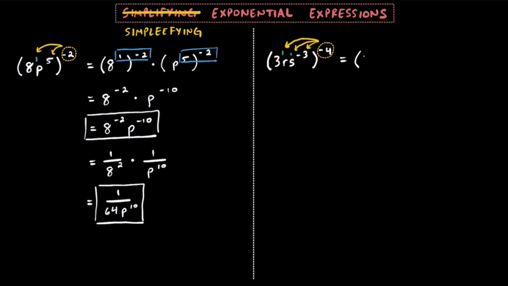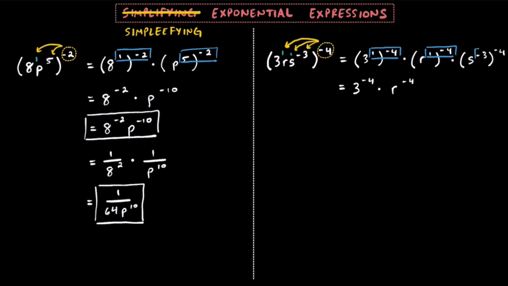Rewriting this, we're going to have this 3 to the 1st power raised to the negative 4th power, and then we're going to have this r to the 1st power also raised to the negative 4th power, and then we're going to finally have this s to the negative 3rd power, and that's also raised to the negative 4th power. Now, using our power to a power property, we know that we can multiply these powers together. So this 1 times negative 4 is going to be negative 4, so we can simplify this to 3 to the negative 4th power. And then for this next part, we have this 1 times negative 4, that's also going to be negative 4, so that is going to be r to the negative 4th power.